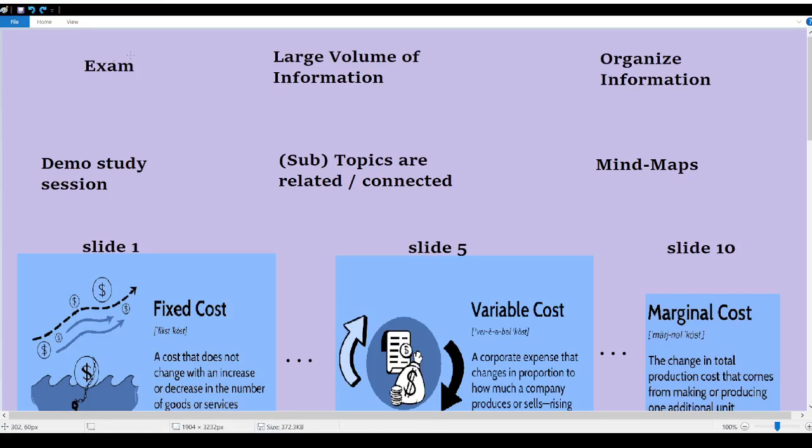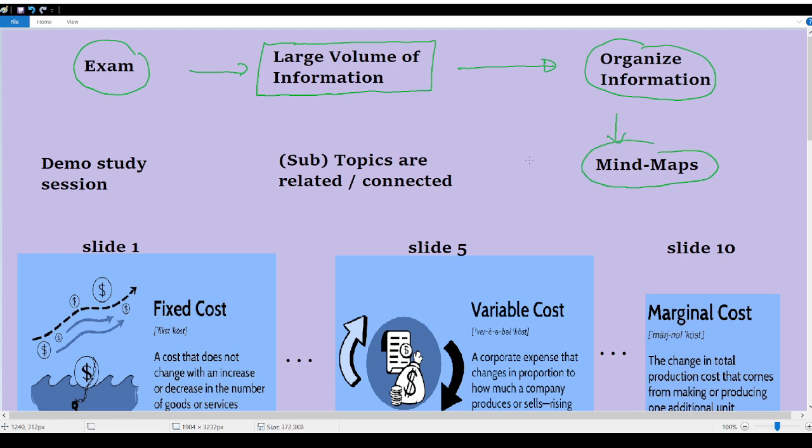Hello everyone. When preparing for an exam, we need to process a large volume of information, which can be very confusing and overwhelming. To organize information, we can apply the concept of mind maps. Mind maps can be applied in situations when topics and subtopics are related and interconnected. So in this video, we are going to use a demo study session to show you how you can use mind maps easily and effectively.